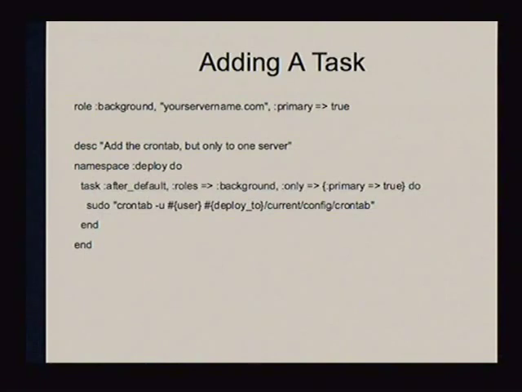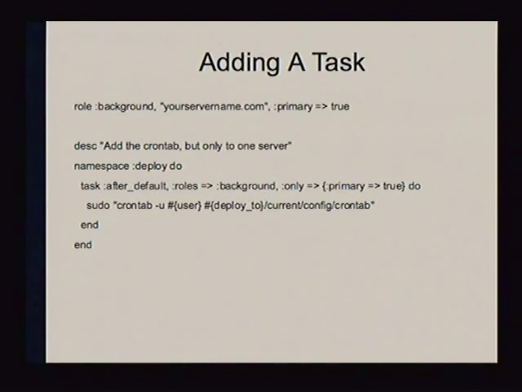So we have a description. That's just a spot for you to say to the world what the heck this code is. This desc line is what shows up when you do rake -T or cap -T. You get this text back. Add the crontab, but only to one server. Namespaces are relatively familiar to most programmers. It's a way of breaking code up into addressable segments. Anyone who's seen either a .NET or Java structure, the System.IO, that's all namespacing.